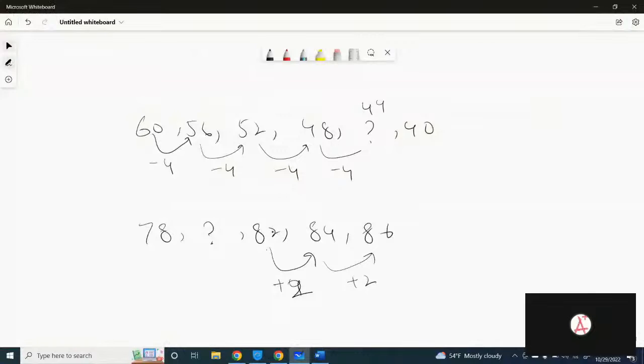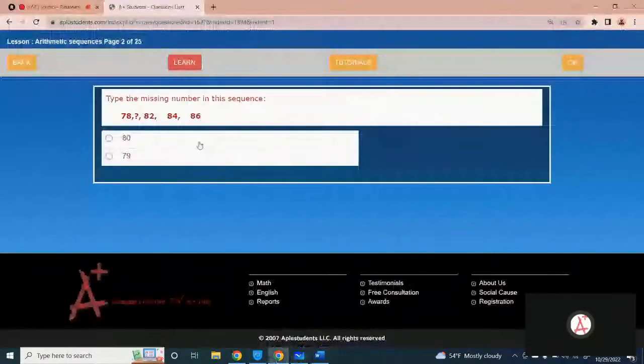So here the missing number is 78 plus 2, which is 80. That means the missing number is 80. Got it? So just select the correct option and then click on the OK button. The missing number is 80.